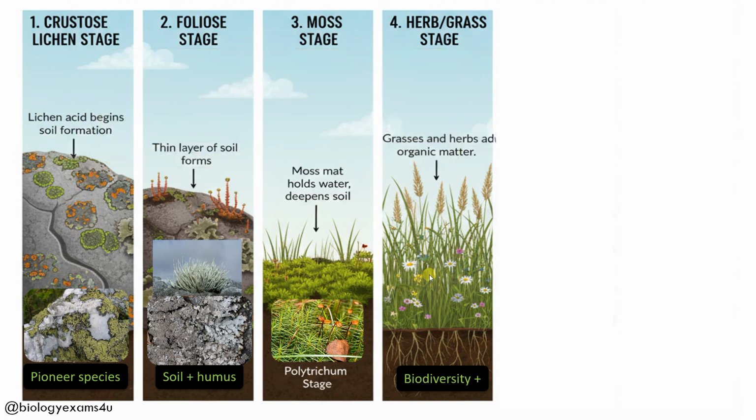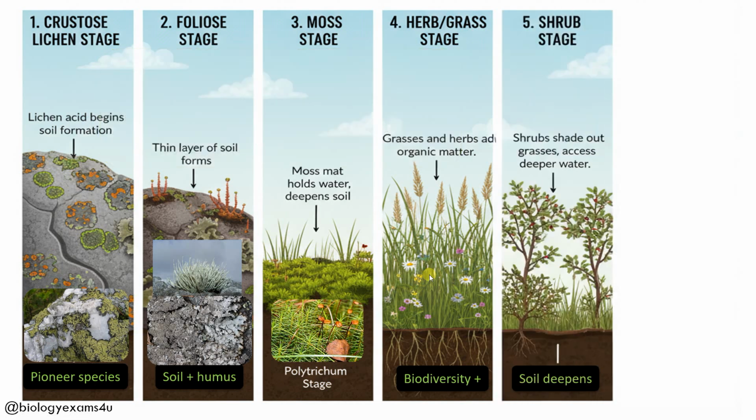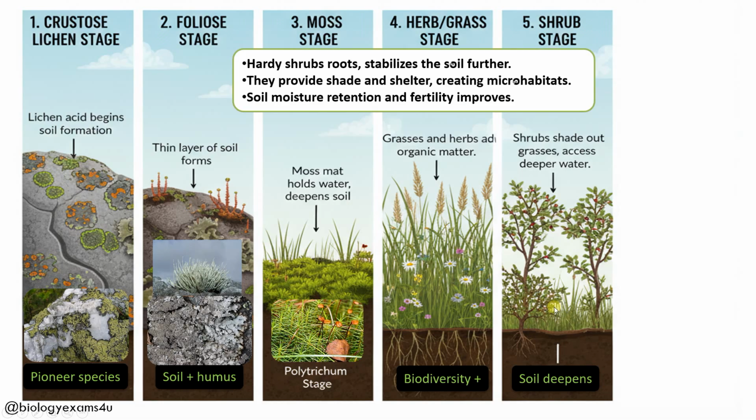Now it is the turn of shrubs. Once the shrubs grow, they shade out grasses, so the growth of grasses diminishes, and this produces tap roots, deeper roots, stabilizes the soil further, provide more shelter and shade, creating microhabitats for many animals. Soil moisture retention increases, fertility improves as more organic matter is added into the soil.